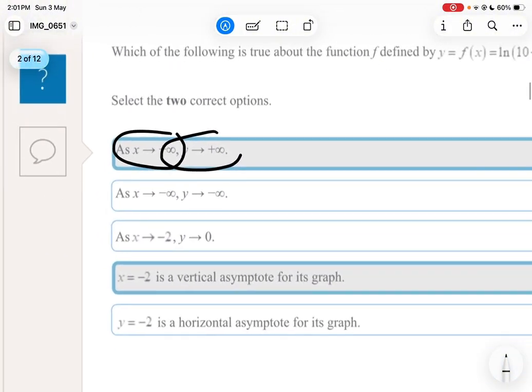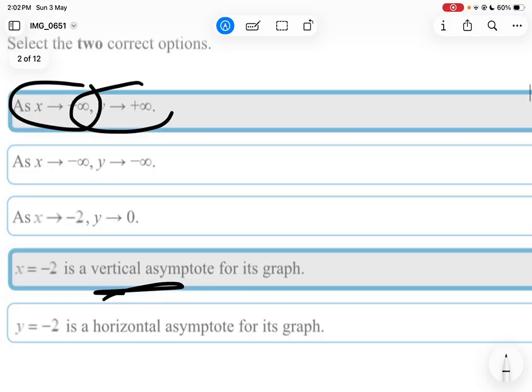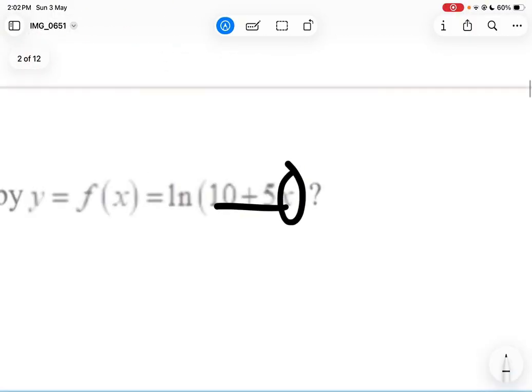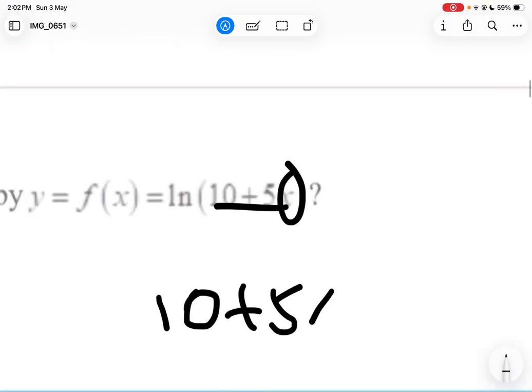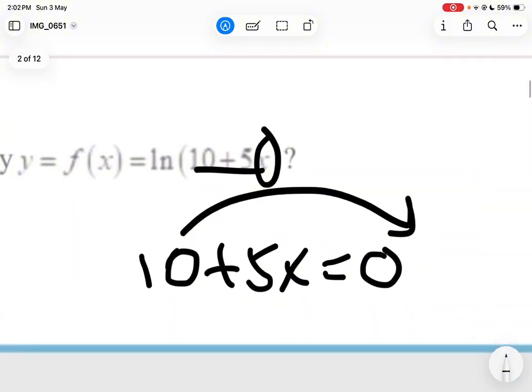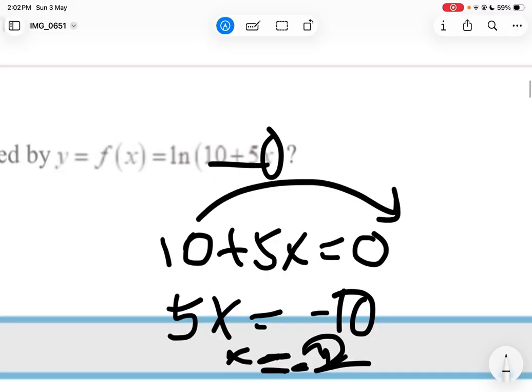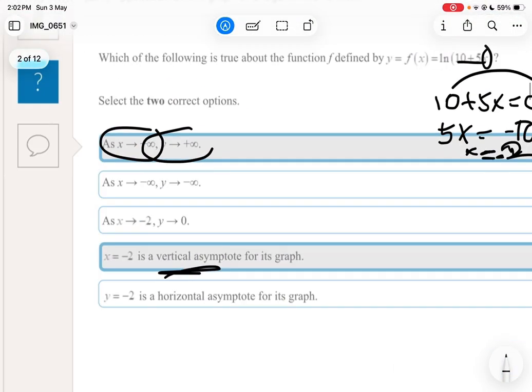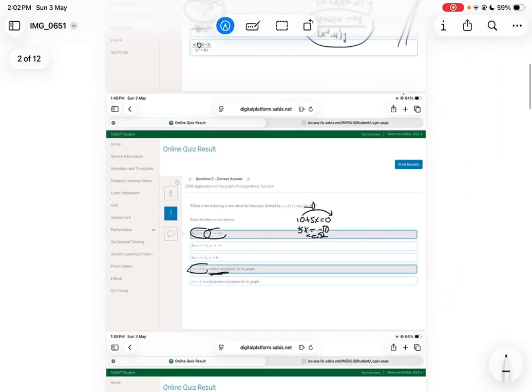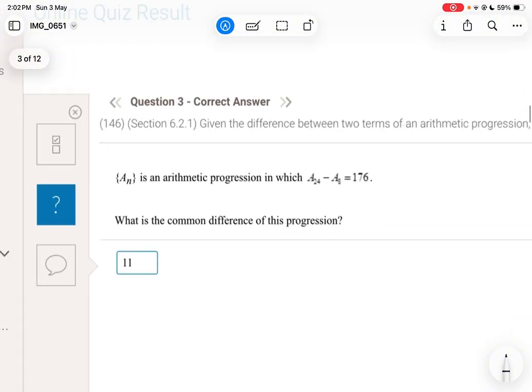And then to find the vertical asymptote, you take 10 plus 5x and put it equal to 0. Move the 10, 5x is equal to minus 10, so x is equal to minus 2. So x equals minus 2 is a vertical asymptote. Very easy. Moving on to question number 3.